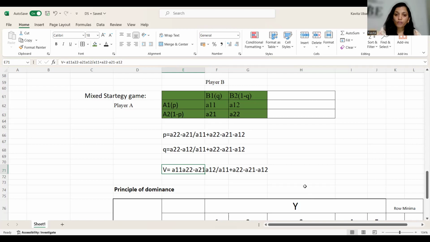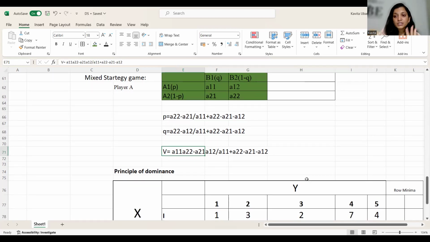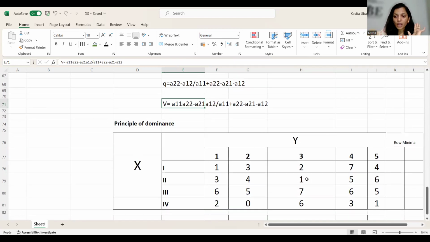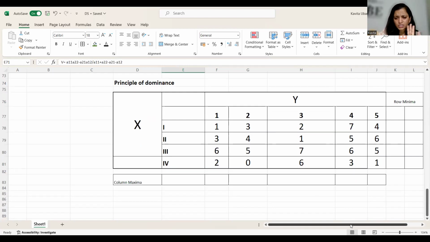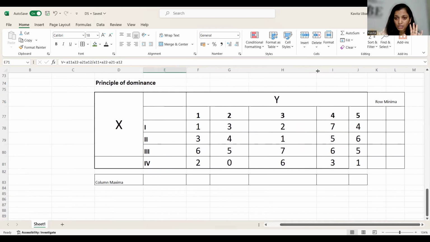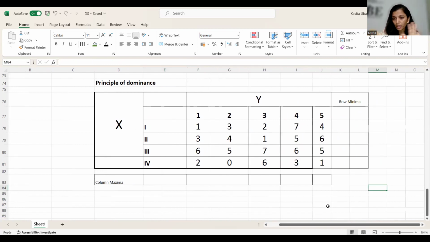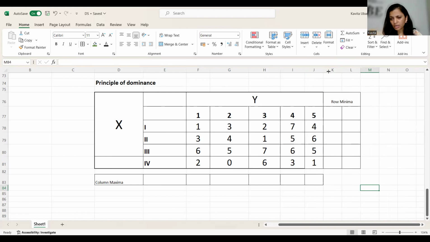Now I am going to tell you how we apply the principle of dominance and how we reduce the matrix provided to us to a 2 by 2 matrix so that we can apply this formula. There is a particular method to apply the principle of dominance. Okay. So here I have considered one example. This is just a random example. You can change the values and apply the rules of the principle of dominance here.